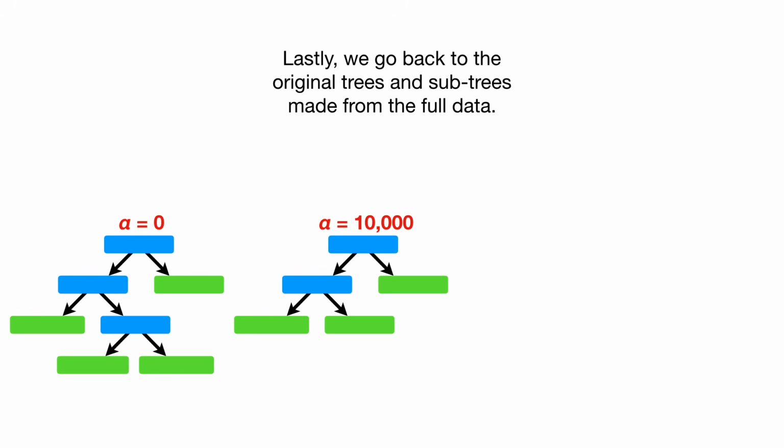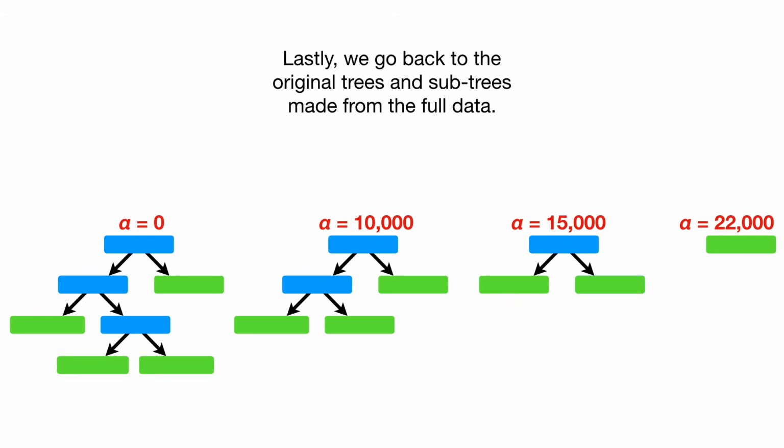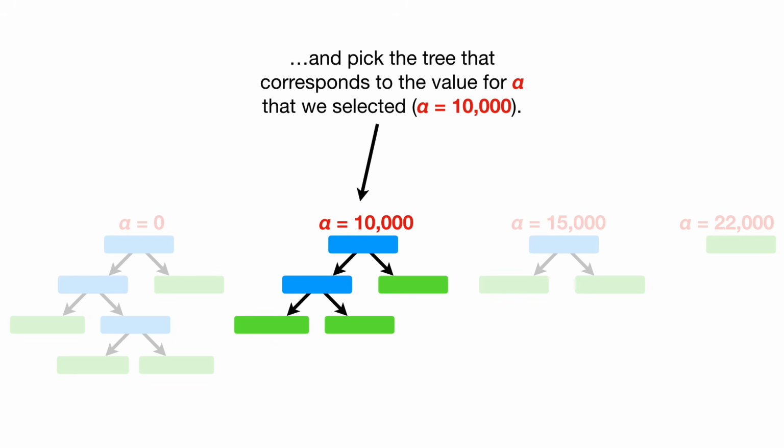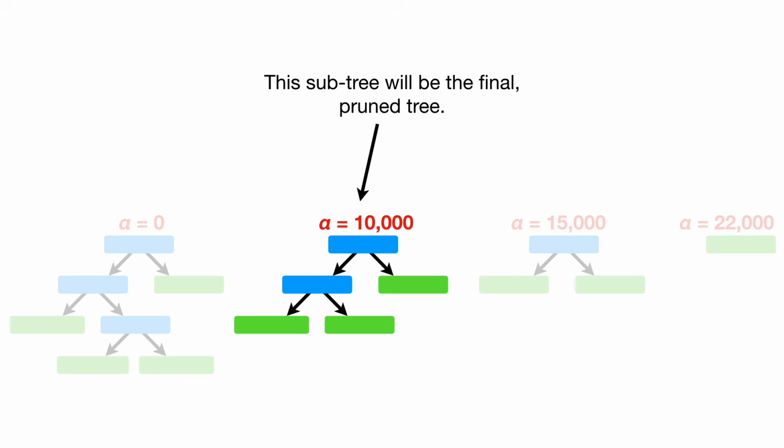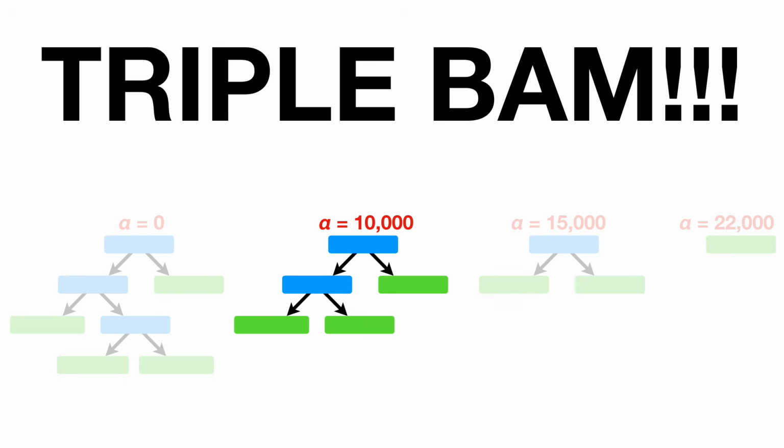Lastly, we go back to the original trees and subtrees made from the full data and pick the tree that corresponds to the value for alpha that we selected. This subtree will be the final pruned tree. Triple bam!